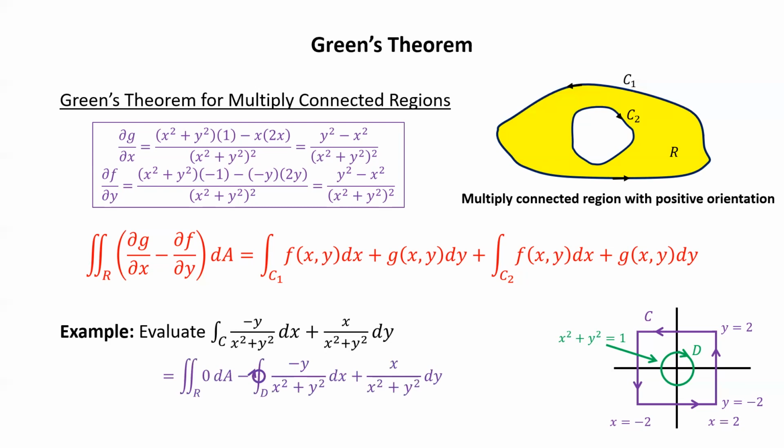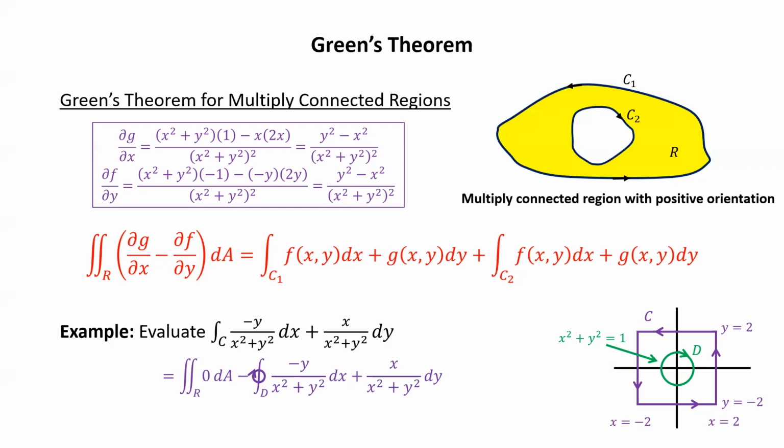So we have that the left-hand side of the equation for Green's theorem for multiply connected regions is the double integral over R of 0 dA. And the integral that we're looking for is going to be equal to that minus the integral over the inner curve, which we've labeled as D, of the same expression, negative y over x squared plus y squared dx plus x over x squared plus y squared dy. Again, I just got that by solving the given equation in red there, the equation for Green's theorem for multiply connected regions, by bringing the term all the way on the right over to the left-hand side of the equation.